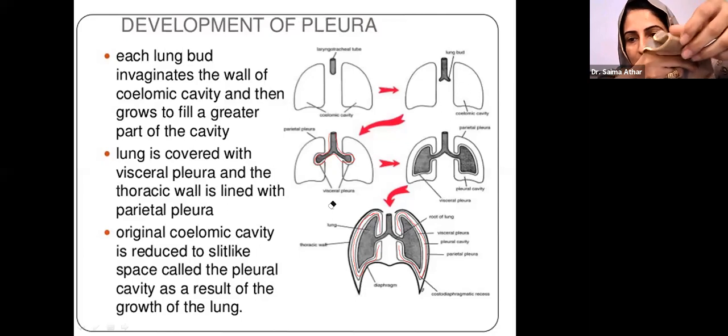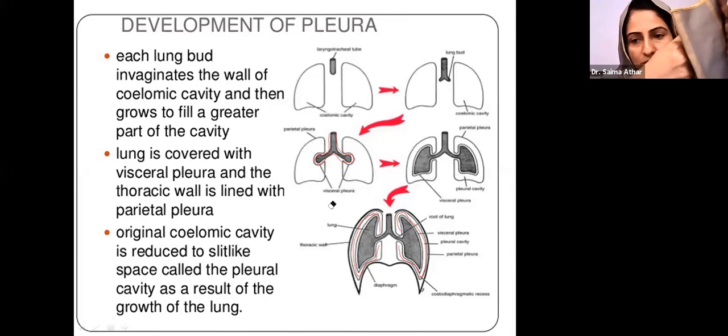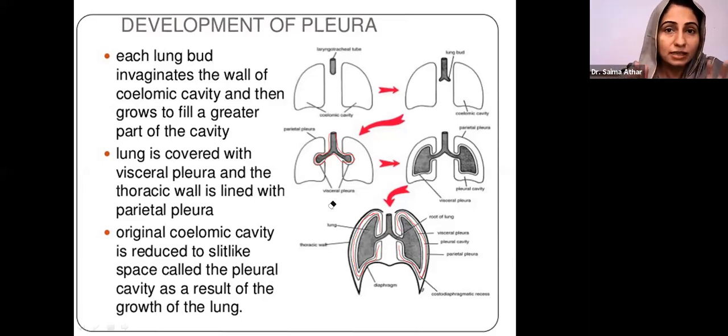But see that these both are in continuity. These two layers reflect at the root of the lung. They are in continuity, and the space between these two is known as the pleural cavity. But the lungs are actually lying outside this pleural cavity. The layer surrounding the lung is the visceral pleura, and the layer which is outside is the parietal pleura. Kindly understand this concept. You can see this in the diagram as well.